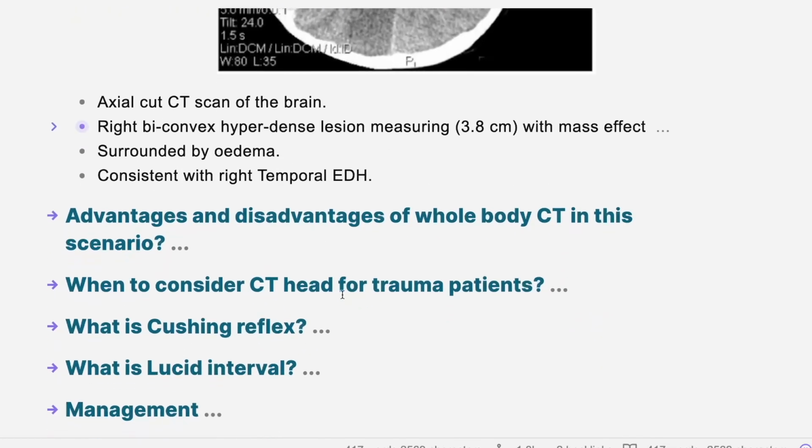What are the advantages and disadvantages of a whole body CT in this scenario? Whole body CT can give you an early diagnosis of most of the patient's conditions because CT is highly sensitive for bleeding and fractures as well. So in trauma patients, it's the ideal investigation to do. However, on the other side, we're exposing the patient to too much radiation. So ideally, we should examine the patient adequately first and then decide which part of the body will need a CT scan.